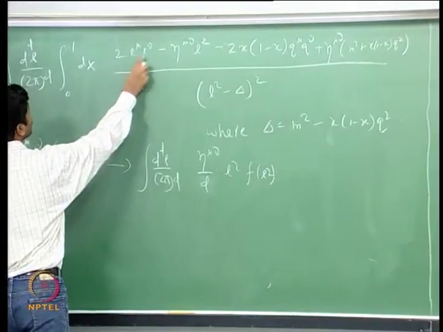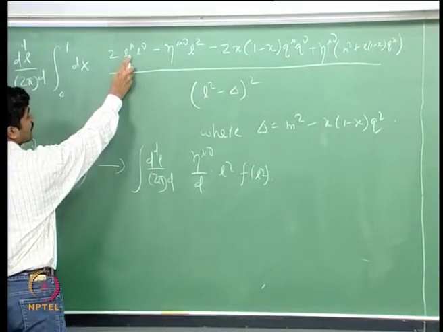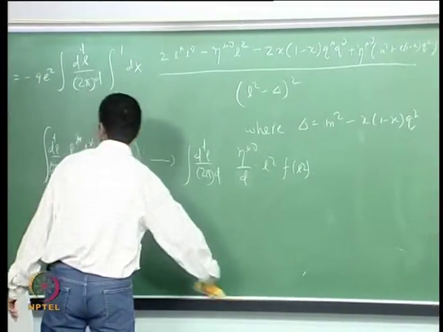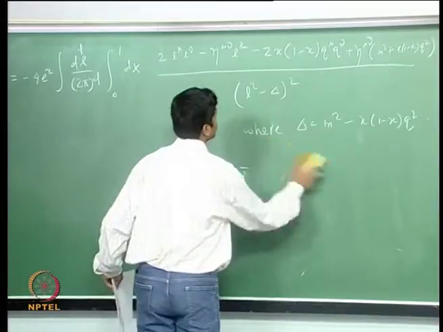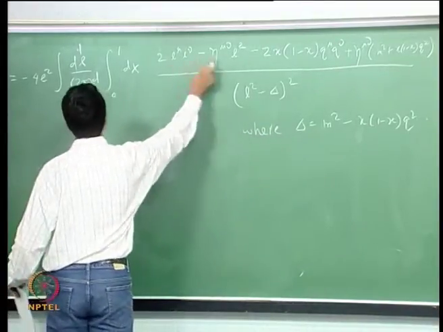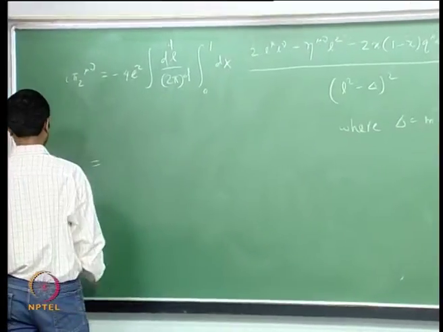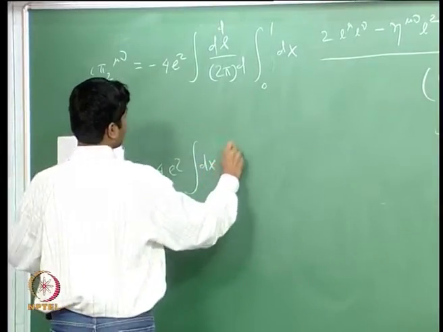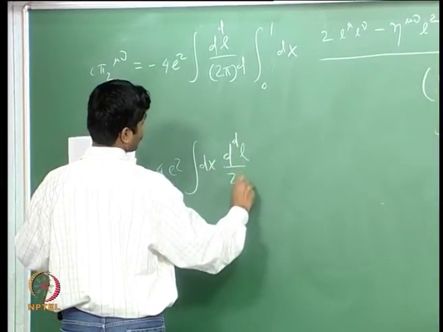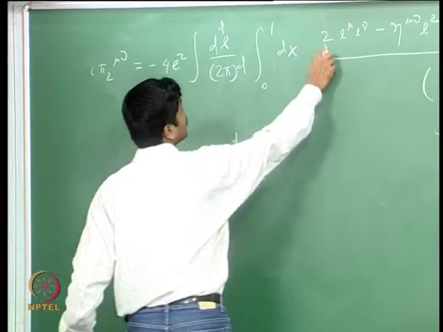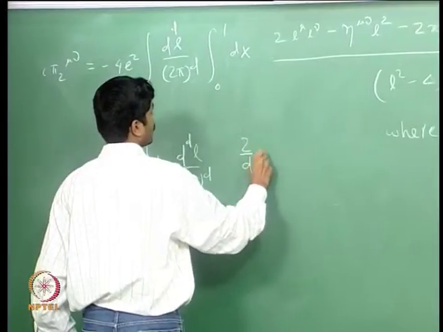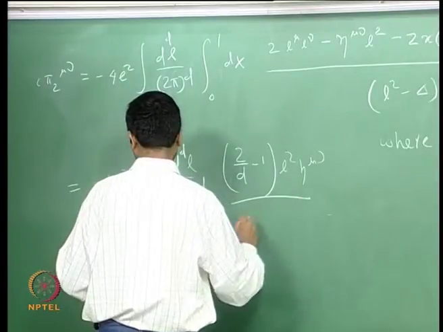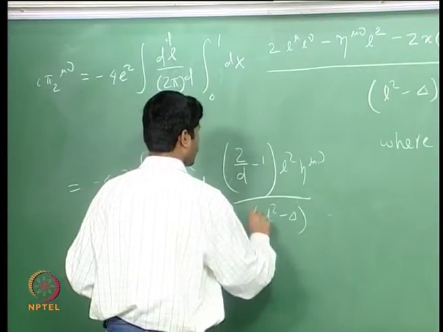So, here instead of 2 L mu L nu, what I will do is write 2 divided by d L square eta mu nu. So, what I get here, if I write it in 2 separate pieces, these two when I combine will give me minus 4 e square integral dx d^d L divided by 2 pi to the power d times, this will give me 2 by d minus 1, L square eta mu nu, divided by L square minus delta whole square.